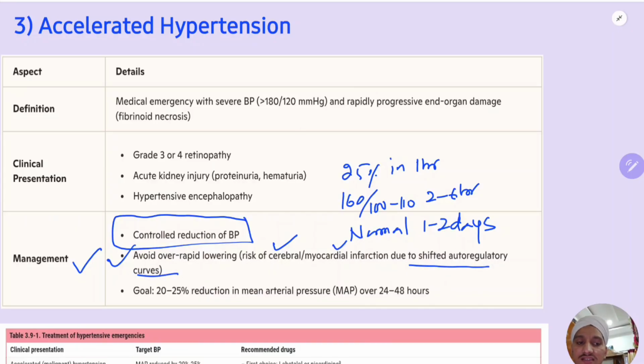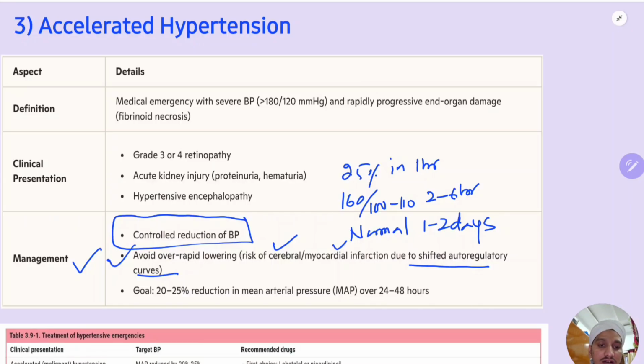What does this mean? There is something called autoregulation. When there is increased BP, the blood vessels in the brain contract in response to the increase in systemic BP, thereby maintaining intracranial pressure normal. That curve is shifted towards the higher side. Autoregulation is a protective mechanism in the brain and also in the heart. That protective mechanism is now working at a higher level, for example at 160 mmHg of systolic BP, that mechanism is getting activated.